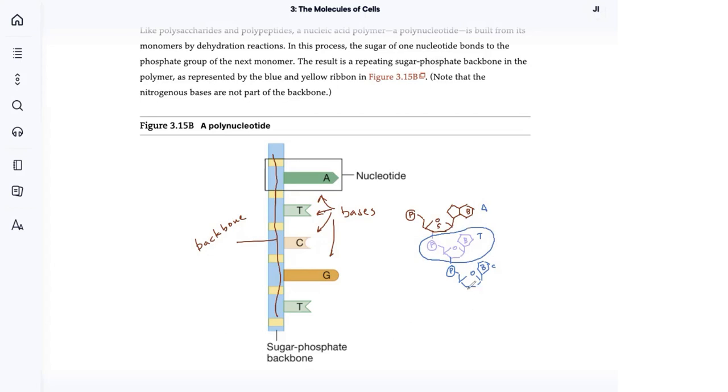This is how we end up with a polynucleotide, right? Et cetera, dot, dot, dot. And so this part here, phosphate, sugar, phosphate, sugar, phosphate, sugar, that's the backbone, sugar, phosphate. And the nucleotide bases are the things that are hanging off the side. This is just another way of depicting it.